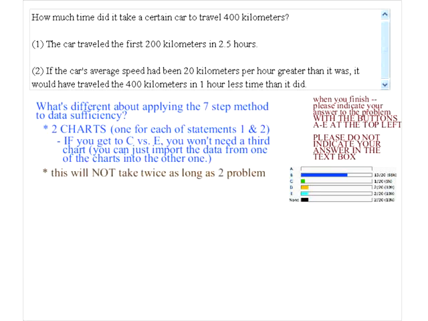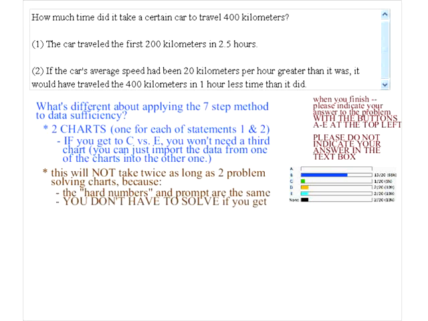There are three reasons. The hard numbers and prompt are the same, so once you figure those out once, you don't have to figure them out again. So it's going to take less time. Most importantly, you don't have to solve if you get an equation that's going to work. And then if a statement is insufficient, you'll usually just get stuck and have to quit.